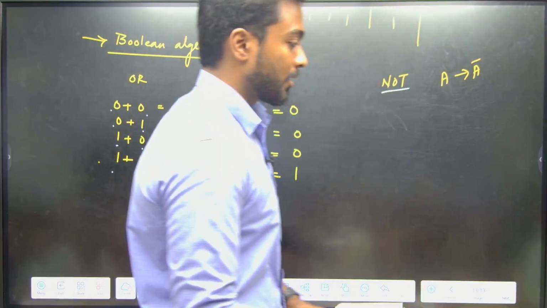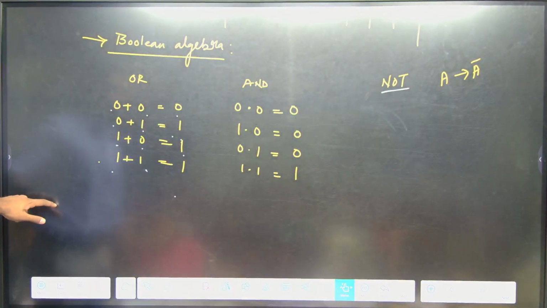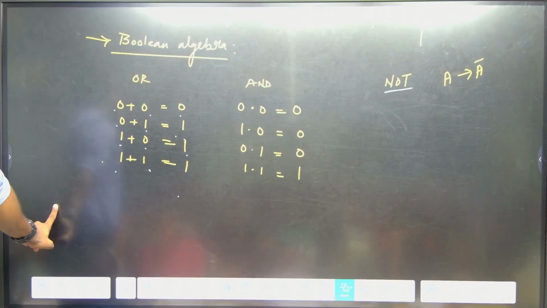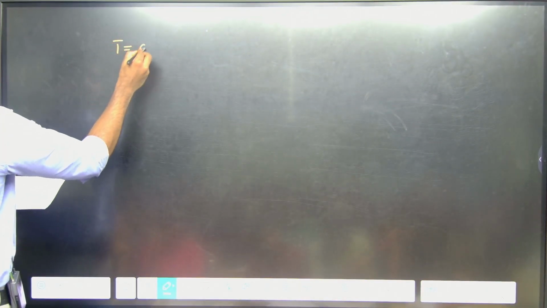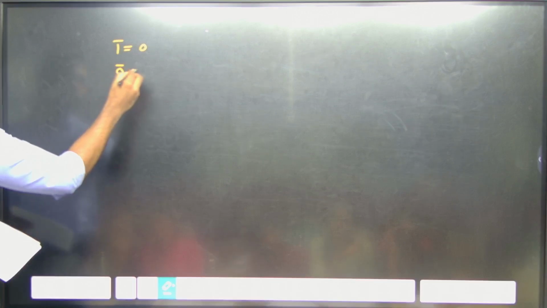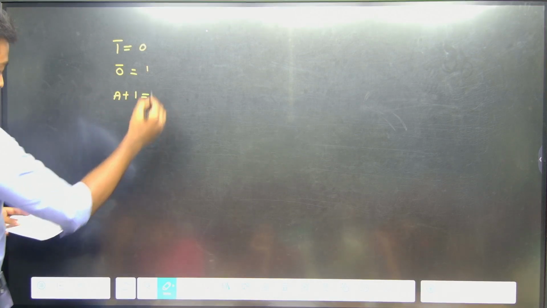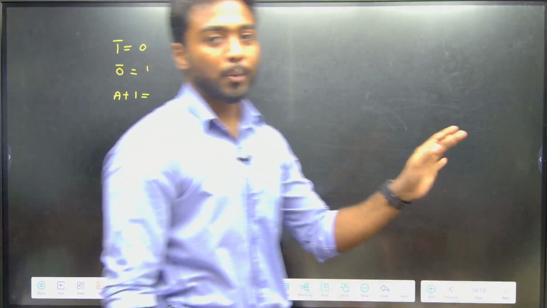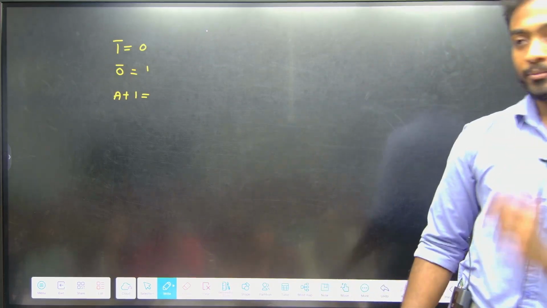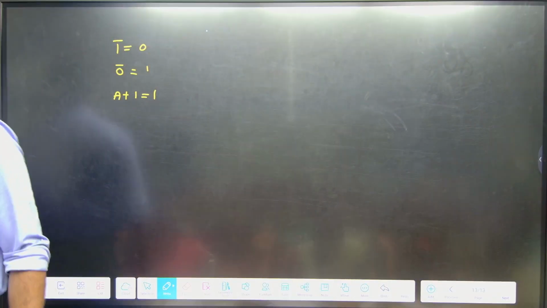Okay, I will write some conditions here, try to analyze. Completed this one? Done. So the first one, 1 bar will be equal to 0, 0 bar will be equal to 1, the NOT gate. The next one, A plus 1 will be equal to, what is the value we will get? A plus 1. A can be anything, 0 or 1. What is the output I will get? 1, no? Getting the point?